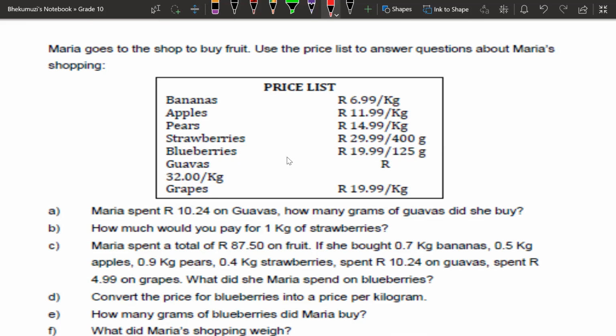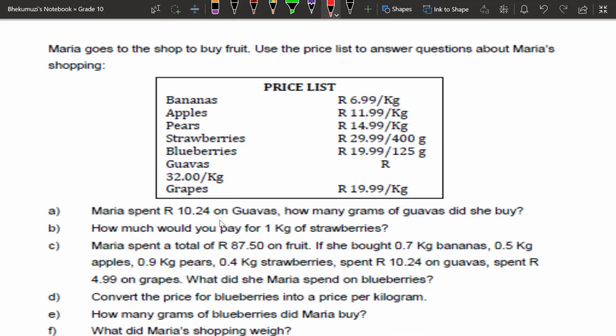And notice something here. They actually changed it up a bit. So strawberries, they said for 400 grams, it is 29.99 Rand. And with blueberries, you do find that it is 19.99 Rand for when you have 125 grams, right? And with grapes for 1 kilogram, and with guavas, it's 32 Rand for 1 kilogram, right? So be careful about the conversion. Now they're telling us that here it is 400 grams, right? For 29.99.